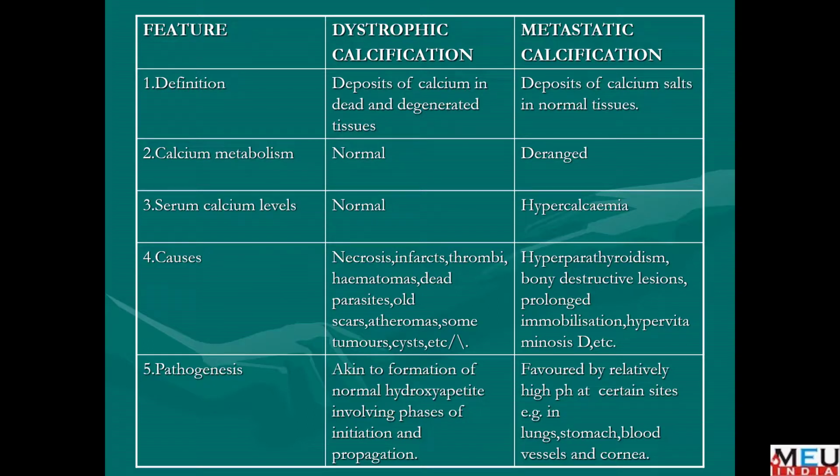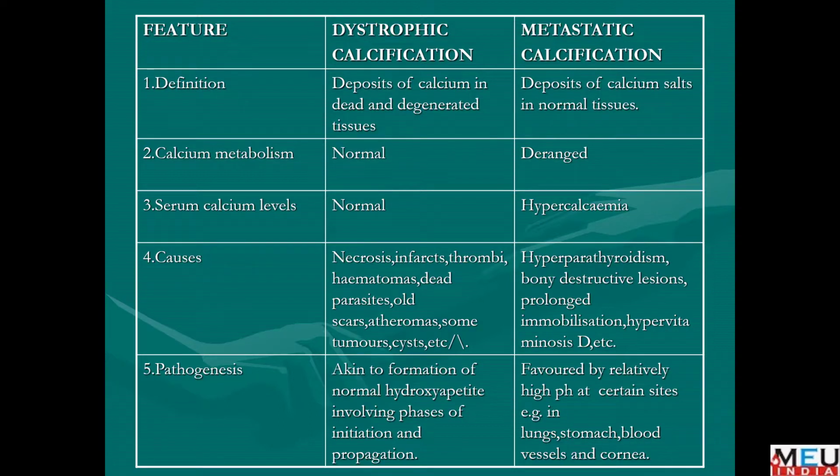So this slide is very important from the examination point of view, as a very commonly asked question is the difference between dystrophic calcification and metastatic calcification. The dystrophic calcification is deposits of calcium in dead and degenerated tissue, and the metastatic calcification is deposits of calcium salts in normal tissues. The calcium metabolism is normal in dystrophic calcification and deranged in metastatic calcification. The serum calcium levels are normal in dystrophic calcification, while there is hypercalcemia in metastatic calcification.